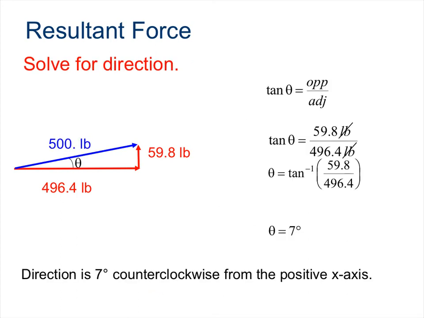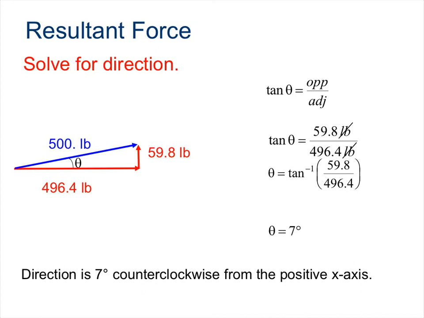Now, when it comes to finding the direction at which that 500 pounds of force is being applied, we're going to use the trigonometric ratio tangent of theta equals opposite over adjacent. So tangent of theta would equal 59.8 pounds of force divided by 496.4 pounds of force. To solve for just that angle, to get rid of tangent, we're going to use the inverse tangent function. Inverses always find the angles for trigonometric ratios. If I type in on my calculator inverse tangent of 59.8 divided by 496.4, I'll get theta equals approximately 7 degrees. Since that answer was positive, I know it's going to be rotating counterclockwise from the positive x-axis.